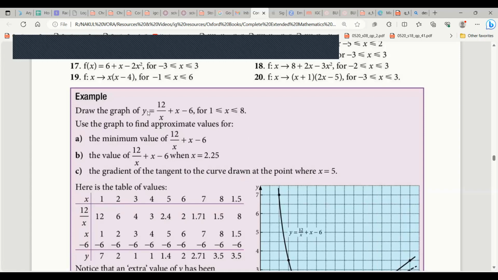So draw the graph of y is equal to 12 upon x plus x minus 6. Tell me if this is a linear equation or a curve. First degree equation or second degree equation? What kind of an equation is this? First degree equation. Yeah, that is the first mistake that you will always do. This is not a first degree equation.